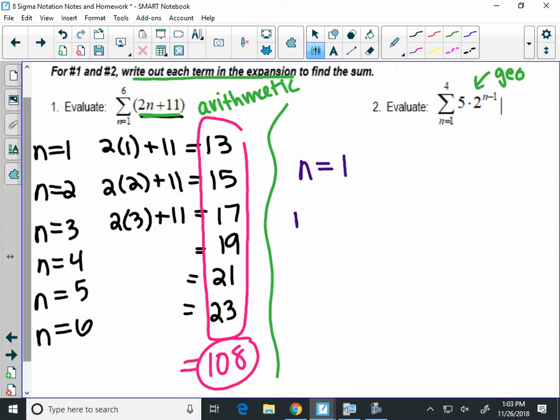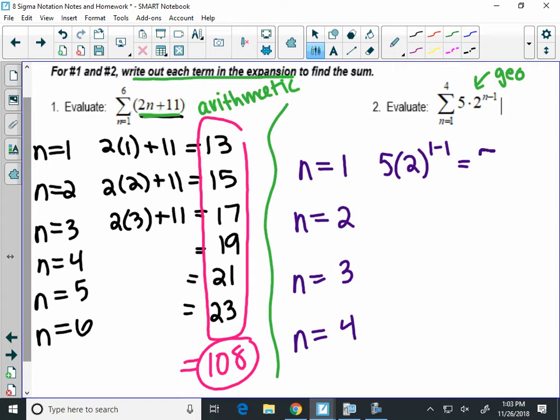So to list out all the terms, 1, 2, 3, and 4. So again, you put 1 in for n. I'll do the first one with you. 5 times 2 to the 1 minus 1 power. Which ends up being 5 times 2 to the 0, which is 5. It is 5. Then you'll have 5 times 2 to the 2 minus 1 power.